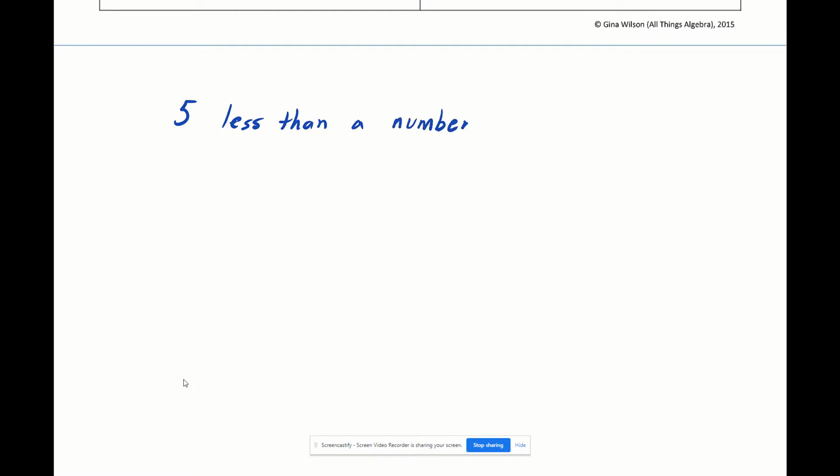A lot of times people's minds will immediately think, hey, less than means what? Minus, right? They'll say less than means minus. So 5 less than a number, they'll want to write it 5 minus a number. And is that right? No, that is not right. That's wrong. 5 less than a number is not written in that order. So here's the best way I can remind you guys to understand this, so it makes logical sense to you.